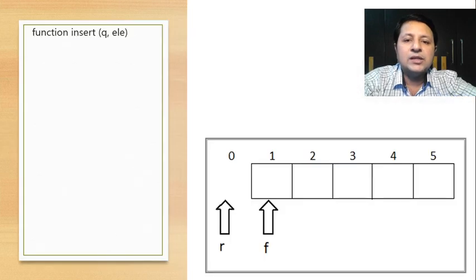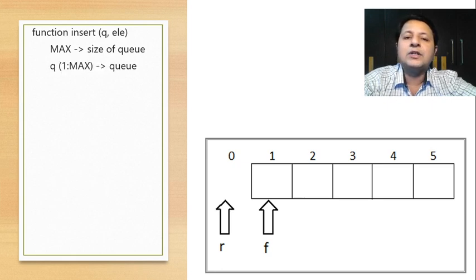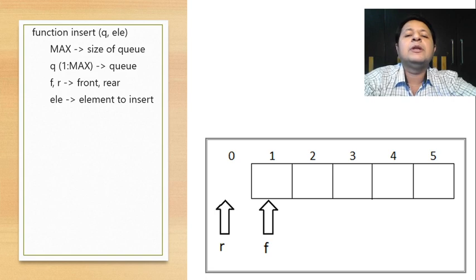So to start with insert, you would see we'll require insert to have queue and ELE. So first we will define all the arguments. So we'll have max, which is the size of the queue. Then we'll have the queue itself, which will go from 1 to max. Then we'll have F and R, which will work as front and rear pointer. And element is the element to insert.